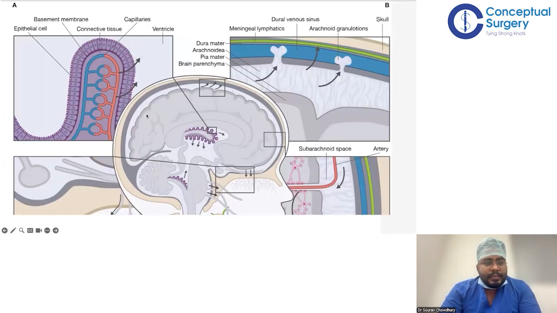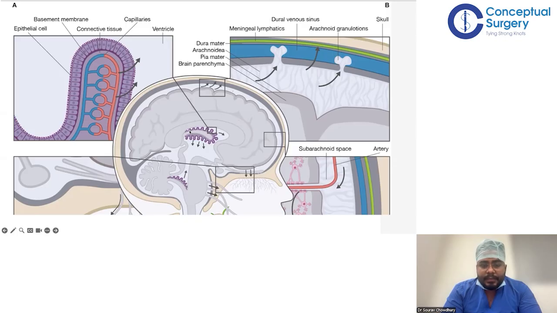So this is another slide. This particular slide tells us about how CSF is formed, what are the old theories of CSF drainage, and what are the new theories of CSF drainage. This particular structure that we have mentioned is the lateral ventricles. This particular structure is the fornix.